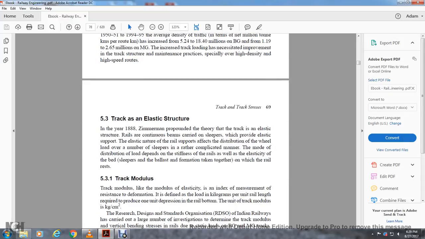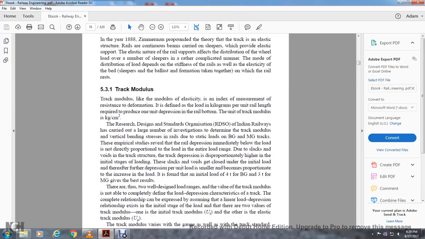5.3 Track as elastic structure. In the year 1888, Zimmerman propounded the theory of the track as an elastic structure. The rail, as a continuous beam carried on sleepers, was provided with elastic support. The rail support affects the distribution of the wheel load over a number of sleepers in a rather complicated manner. The mode of distribution of load depends on the stiffness of the rail as well as the elasticity of the bed, sleepers, and ballast formation taken together, on which the rails rest.